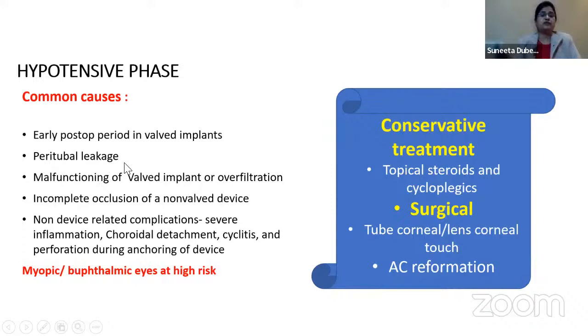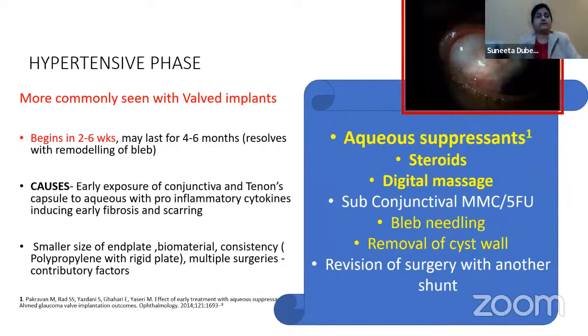It could be because of peritubal leakage or malfunctioning of the valve implant or oozing filtration or incomplete occlusion of non-valve implant device. So it's very important to take care of all these factors, and it could be because of some non-device related complications like severe inflammation, choroidal detachment, or cyclitis. And as in trabeculectomy, hypotony is more common in patients with myopia and phakic eyes. But if it is transient, in most of the patients it can be controlled with conservative treatment.